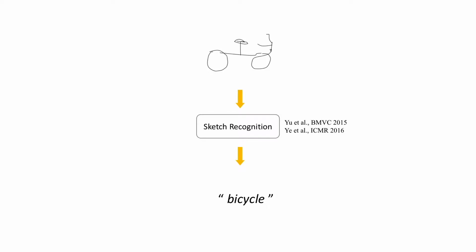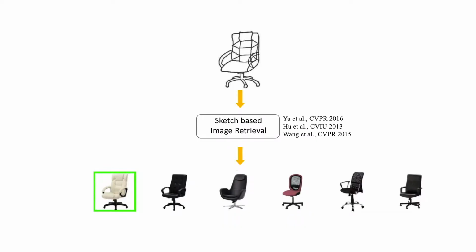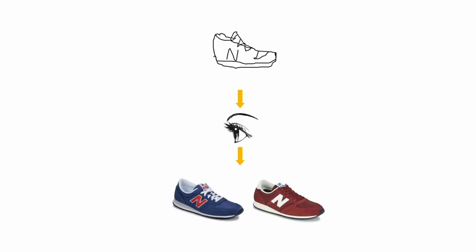For example, recognizing what the sketch is, segmenting a sketch into object parts, and retrieving relevant photos according to a sketch. Humans can envision a realistic photo. Our work is to enable a computer to do the same, that is, synthesizing a photo given a freehand sketch.